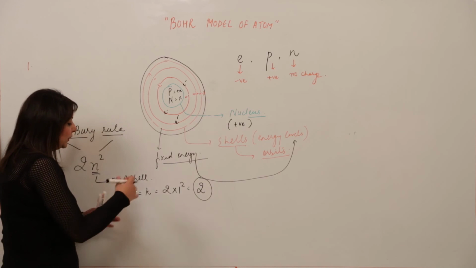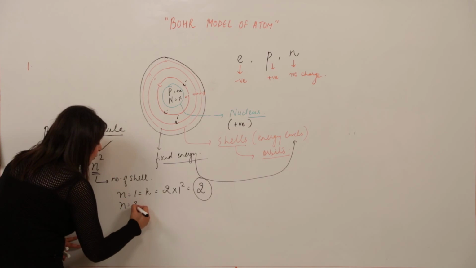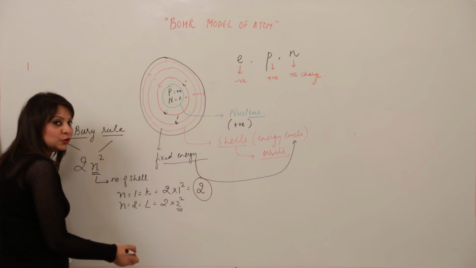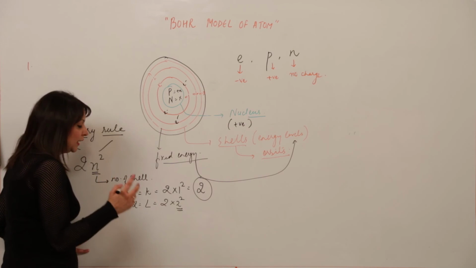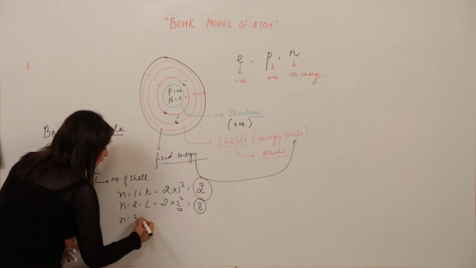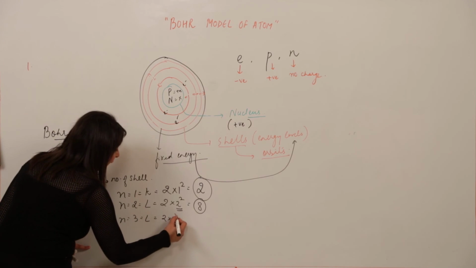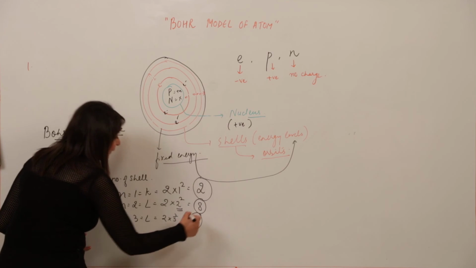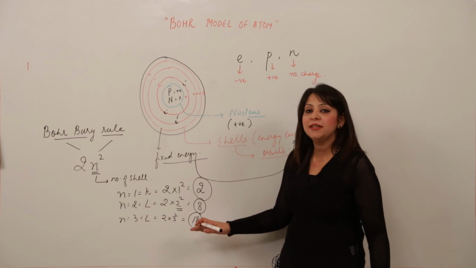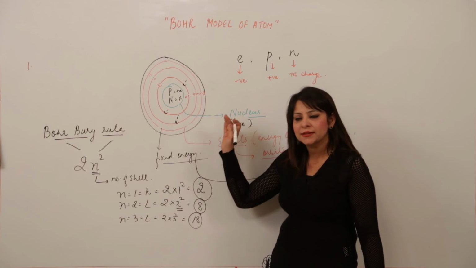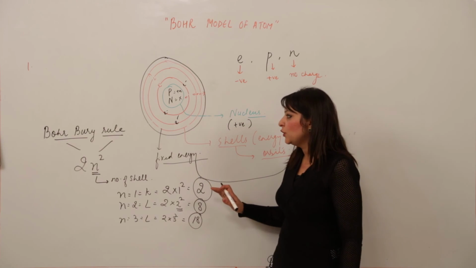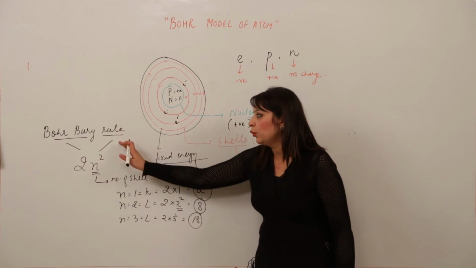Similarly we can calculate for the second shell. For L, putting n as 2, because we are looking for electrons in the second shell, 2 into 2 square comes out to be 8. Similarly for the third shell, I am putting 2 into 3 square, so it comes out to be 18. So these are the maximum electrons that a shell can accommodate. This is how you can calculate the maximum number of electrons for the different shells, K, L, M and so on. And by this, we can arrange the electrons following the Bohr-Bury rule.